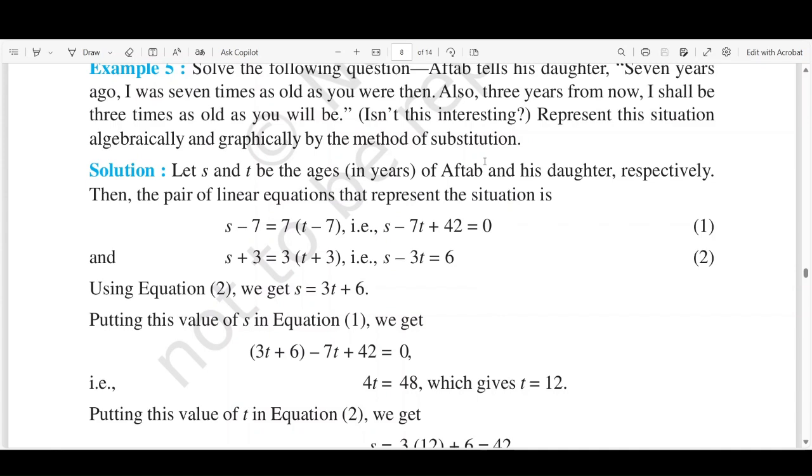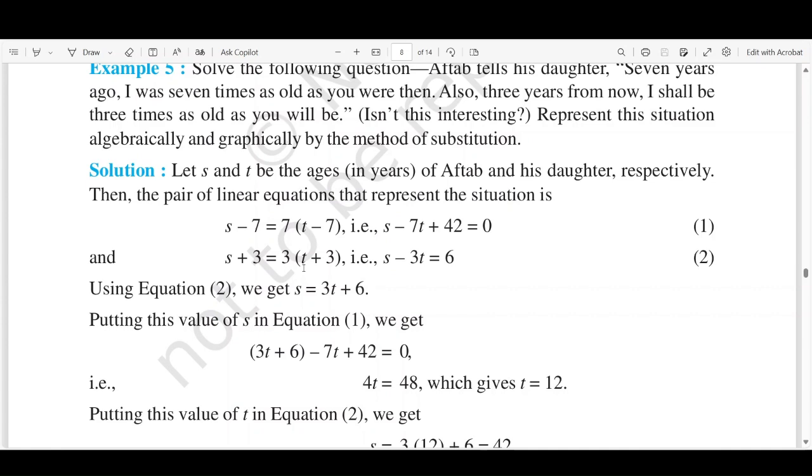And 3 years later his age will be S plus 3 and his daughter's will be T plus 3. So what he said is his age after 3 years will be 3 times his daughter's. So S plus 3 equals 3 into T plus 3. When you simplify you will be left with S minus 3T equal to 6.